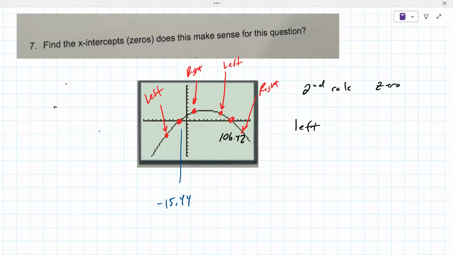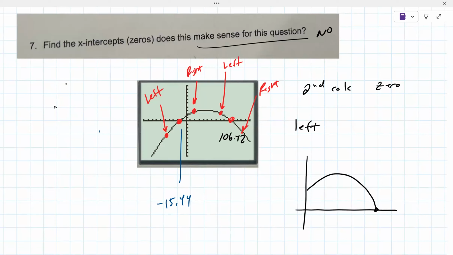Does this make sense for this question? The answer is no. The reason it doesn't make sense is that you're talking about miles per hour. So this is the only region that makes sense: the part that's in the first quadrant where x is positive.